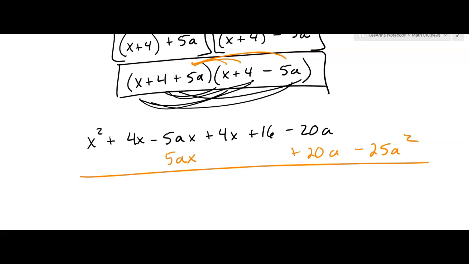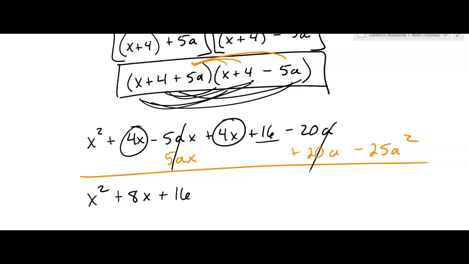Now when I add those all together, these are going to cancel out. Those are going to cancel out. I'm going to have the x squared, the 4x here and the 4x there. That's going to make the 8x. And then there's the 16. And then finally there's the minus 25a squared, which is what we had to begin with. It just was rearranged a little bit differently. So that's the check. And I don't know that you're going to see that type of problem very often, but that's the way it works.